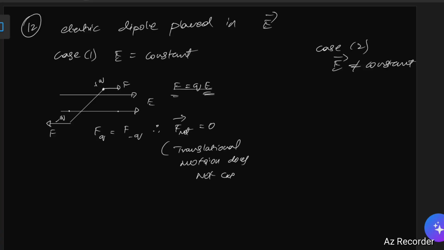So what is translational motion? Basically, the center of mass of the dipole is not moving in this direction. Why? Because the net force is 0. We already know that F is equal to m into a. If there is acceleration, that means there should be force. So since there is no force, there is no acceleration, and hence there is no translational motion.